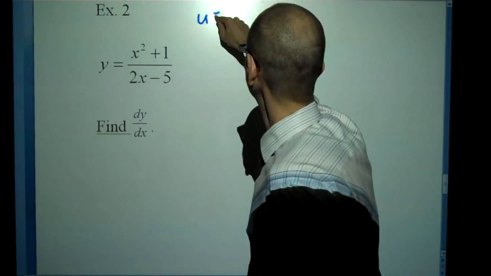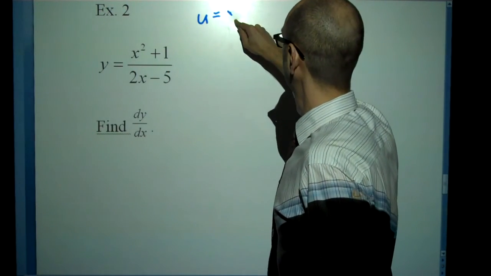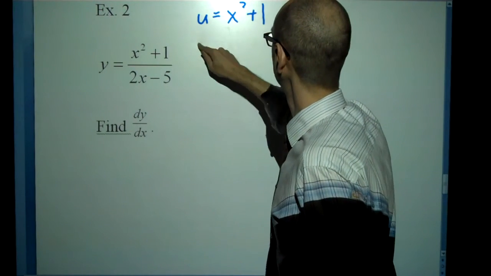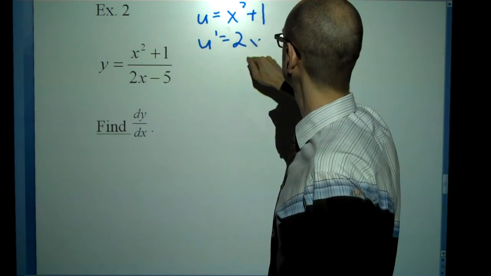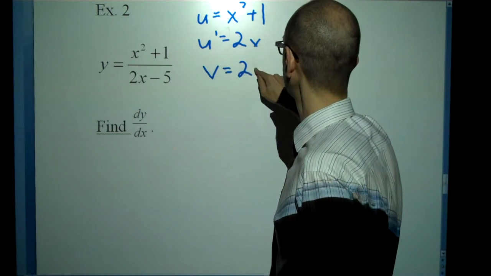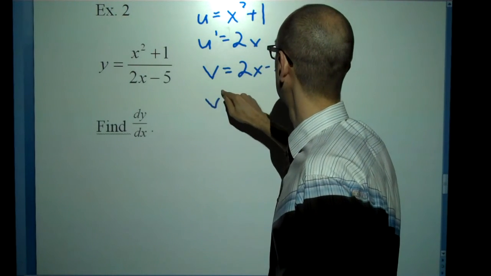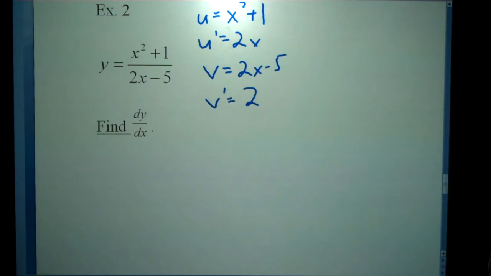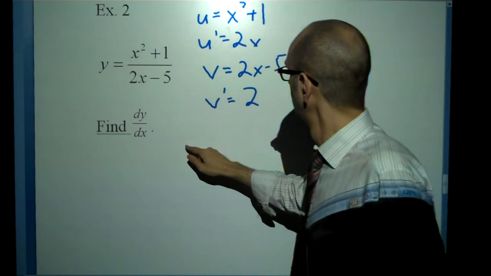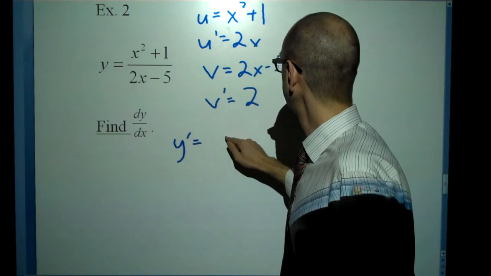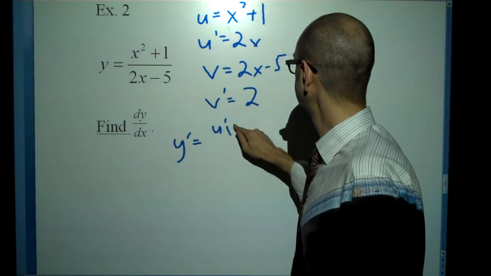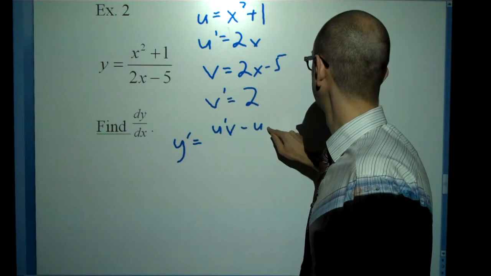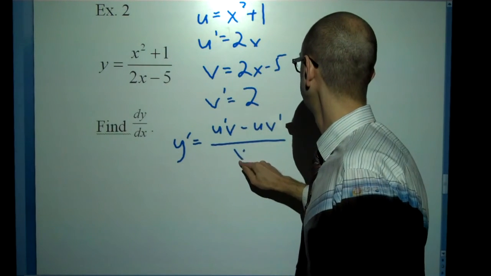Begin by labeling our u's. We've got x squared plus 1, u prime is going to be 2x. V is going to be 2x minus 5. V prime is going to be equal to 2. I like this one so far. Alright. We know that the derivative is going to be equal to the derivative of u times v minus u times the derivative of v all over v squared.